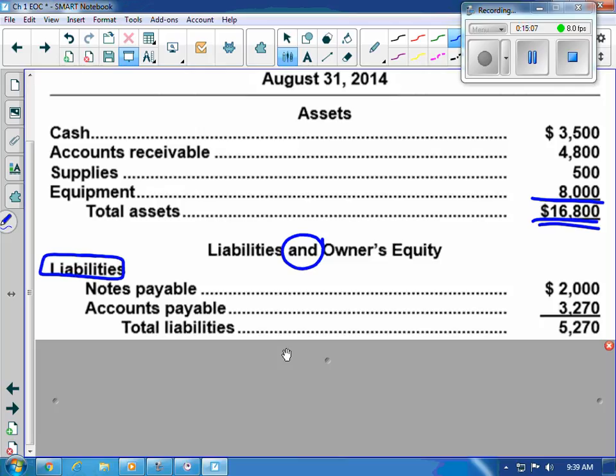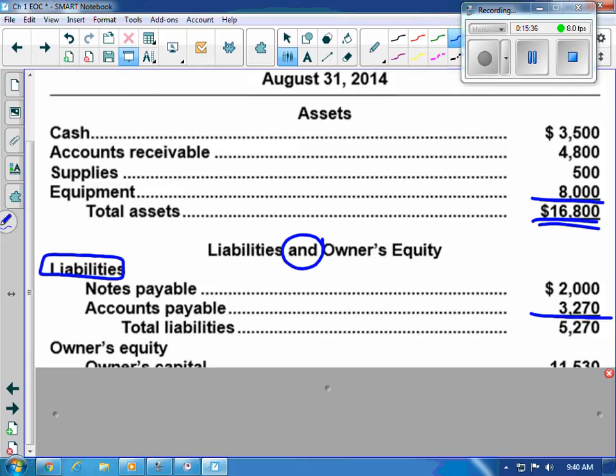Because there's more than one, I have to have a total there. And I also need a single rule. We are so close. We're almost done. What's the other piece of this allo puzzle that we need to finish? We've done the assets equal liabilities plus what? Owner's equity. So we need a heading.